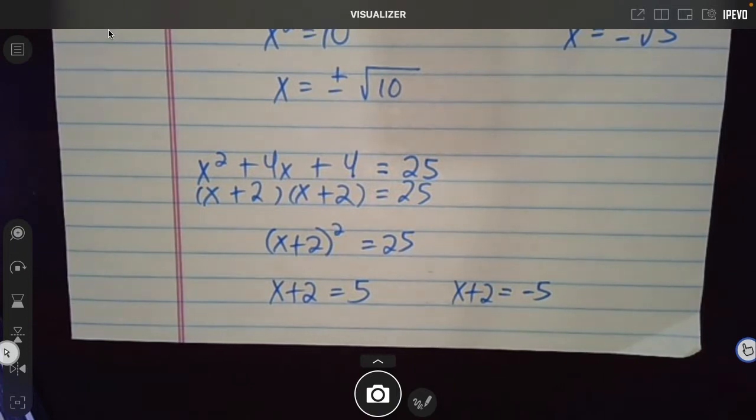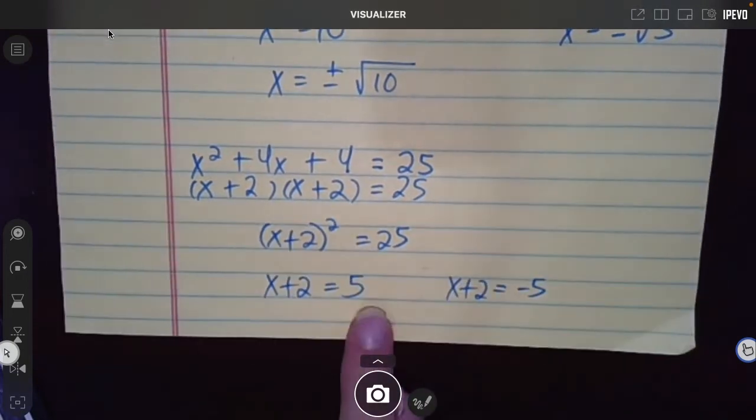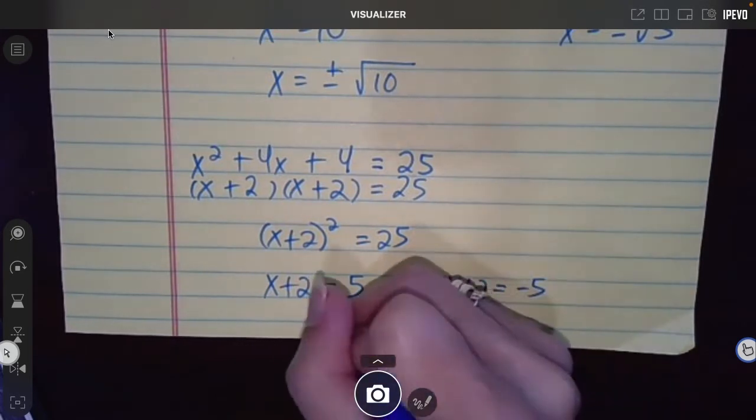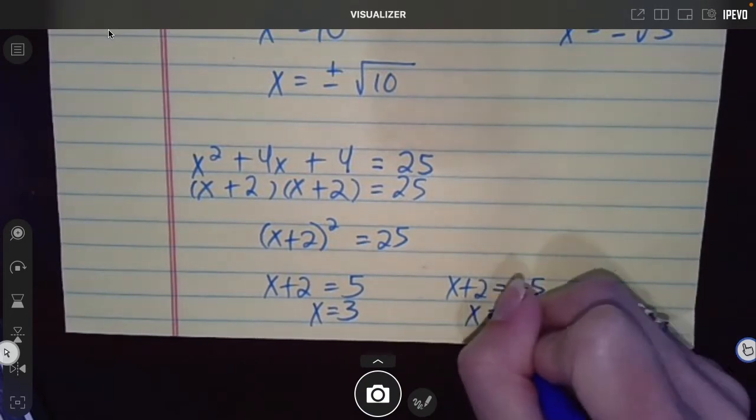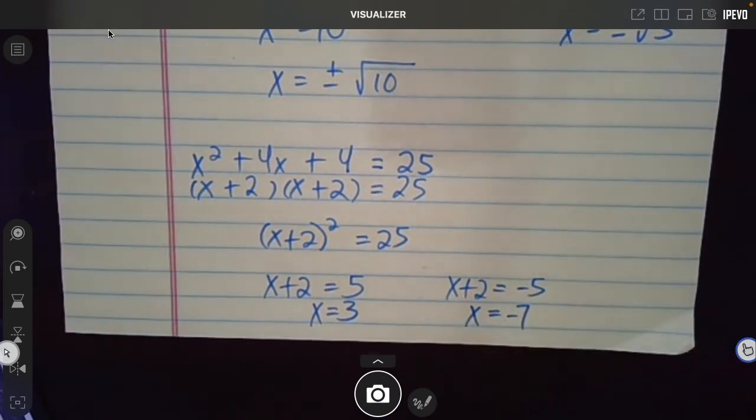So can y'all tell me what my two answers are? Well, x plus 2 equals 5. How would I solve for x? Subtract 2, and I get 3. What do I do on this one? Subtract 2, and I get negative 7. Those are your roots. We're doing the same thing we did yesterday.